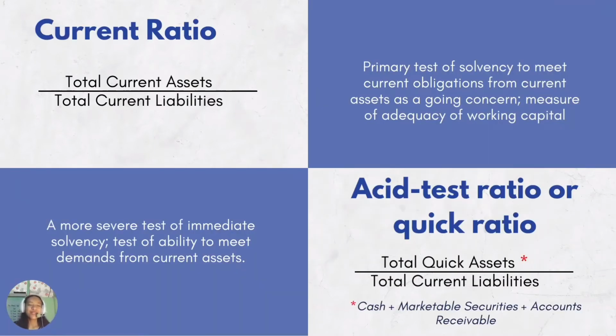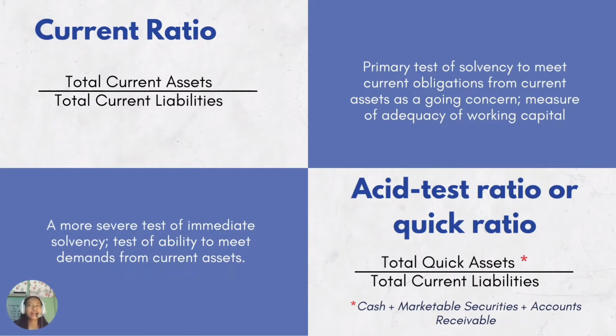Ayan. So, the first one is the current ratio, which is calculated by dividing current assets by current liabilities. So, based on this slide, it is a primary test of solvency to meet current obligations from current assets as a going concern and a measure of adequacy of working capital. It basically indicates the extent to which current liabilities are covered by those assets expected to be converted to cash in the near future.